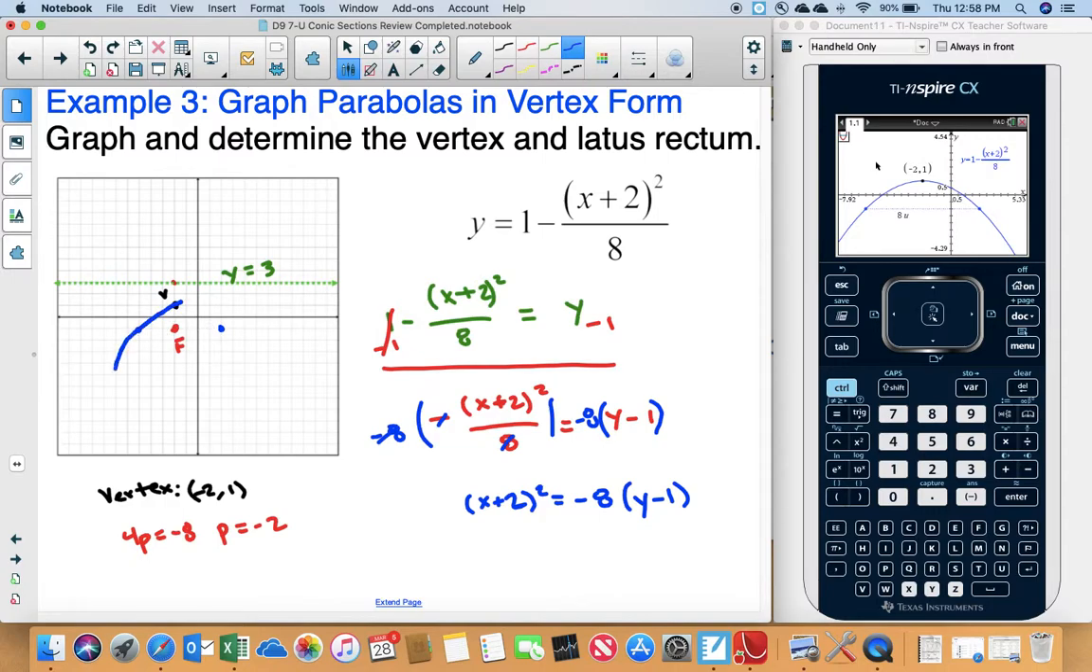I can draw my parabola around it like this. Obviously I missed on that one. But that length right here would be 8 units across. That's the latus rectum. And that's 8 units there. And then there's your graph.